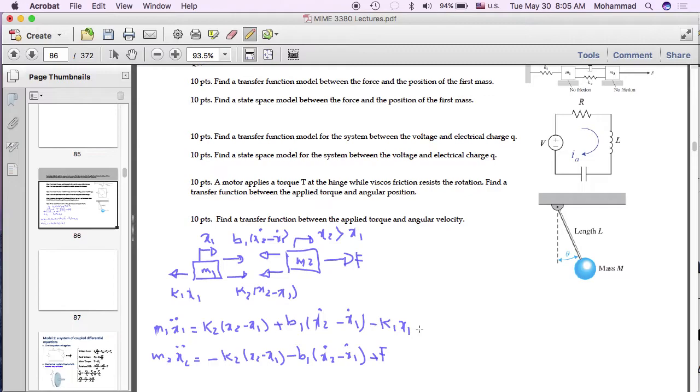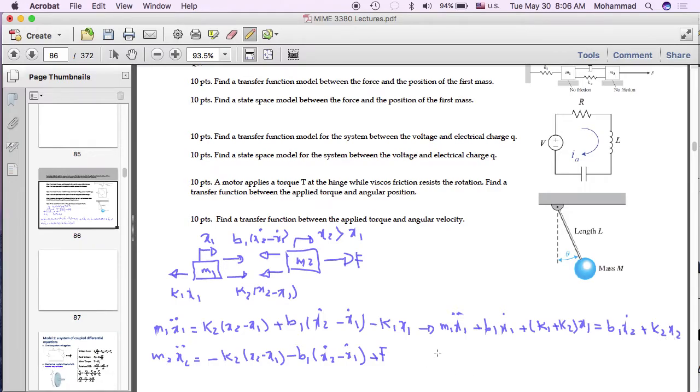So if you rearrange this equation, you will get m1 x1 double dot plus b1 x1 dot plus k1 plus k2 times x1 equals b1 x2 dot plus k2 x2.